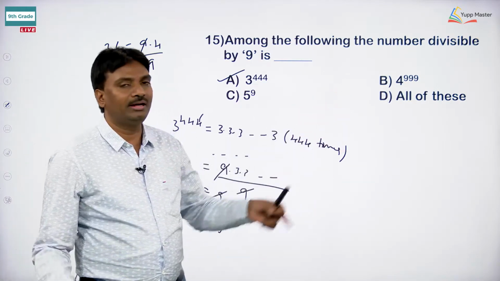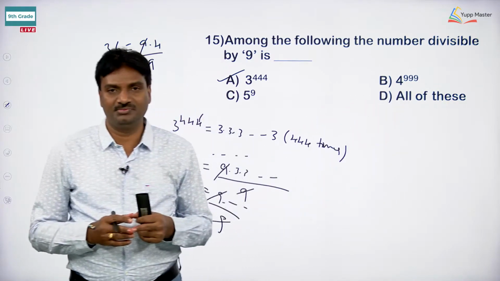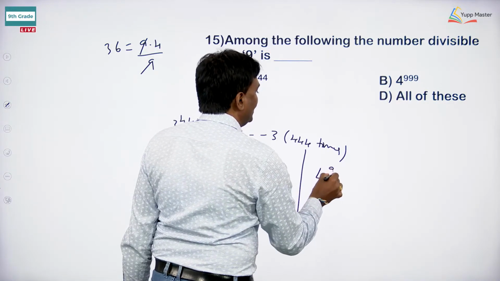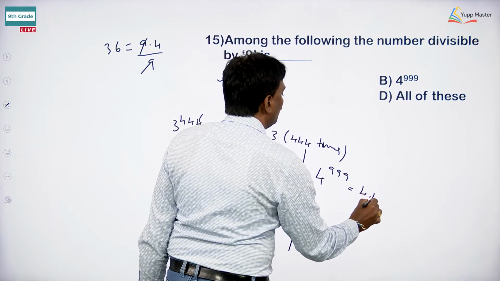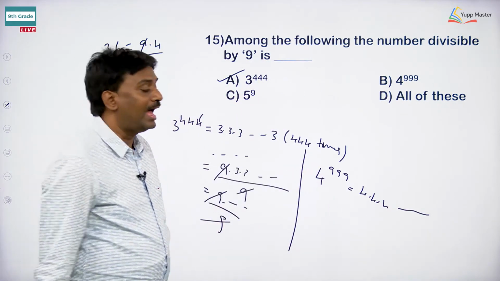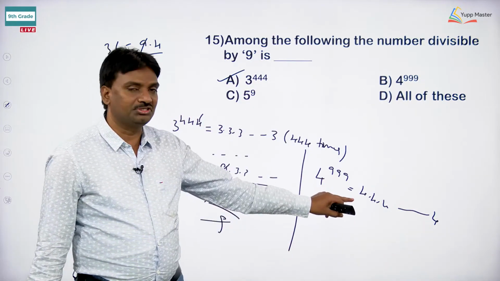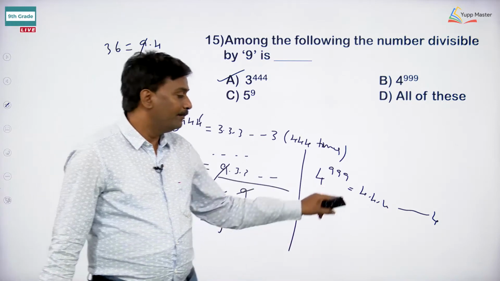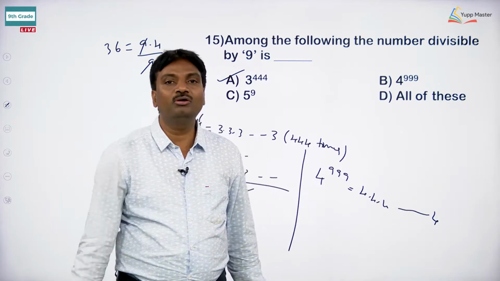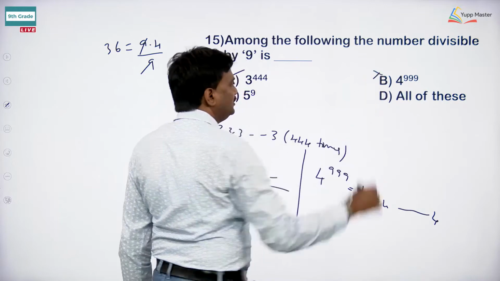So you don't need to check the remaining options. Option D is given as all of these. If you take option B, 4^999 means 4 into 4 into 4 and so on, 999 times. 4 into 4 is 16, 16 into 4 is 64, like that. But it is clear the product of these 4s is not divisible by 9. So that's why option B is not correct.